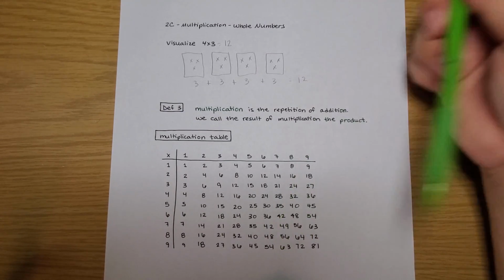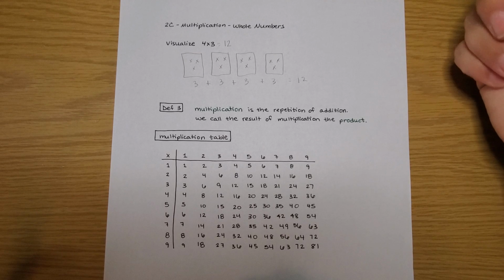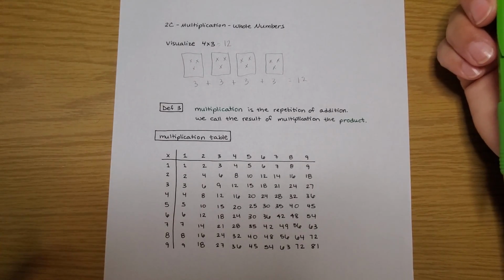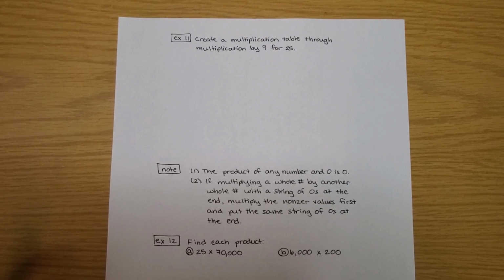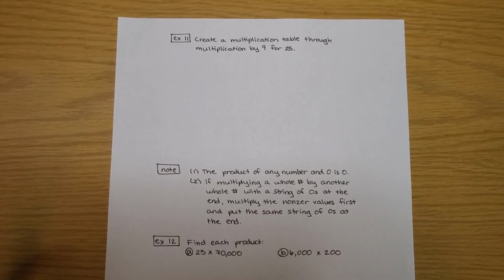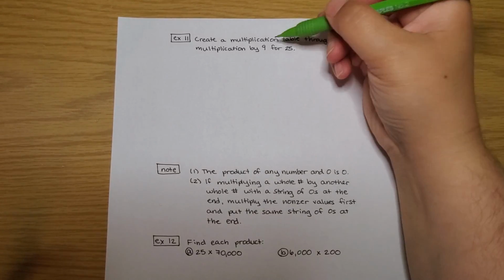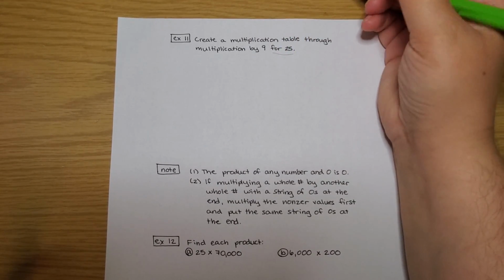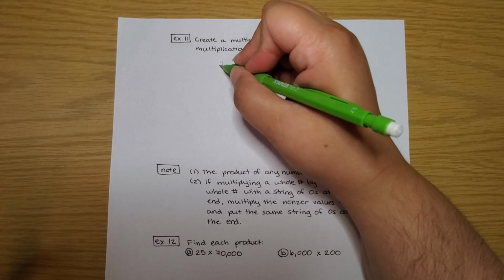But what if I wanted to do like 9 times 25? Let's see what that might look like. So here in example 11, it says to create a multiplication table through multiplication by 9 for 25. So we're going to be creating a multiplication table for 25. We're going to start out by listing out the products.